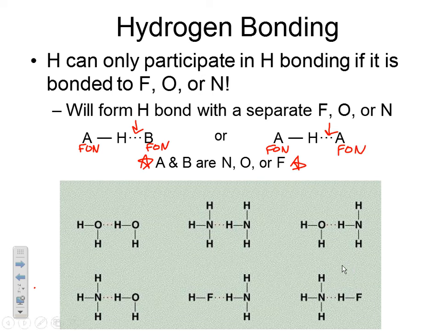It doesn't have to be the same on both sides, meaning as it shows right here, your hydrogen could be bonded to an F and then it could come into contact with an O, and that would work. That would give you an example of hydrogen bonding. All of these pictures in this chart are showing you examples of hydrogen bonding. Those are the dotted lines.